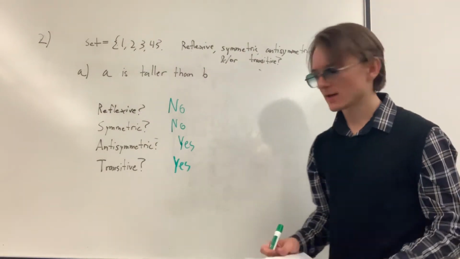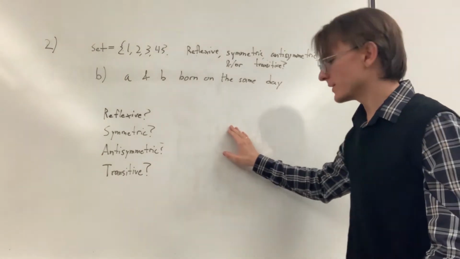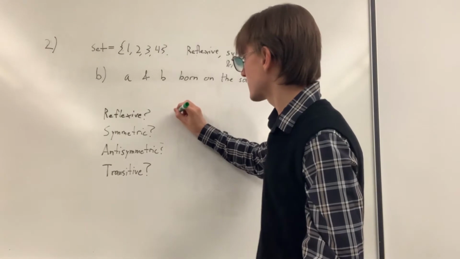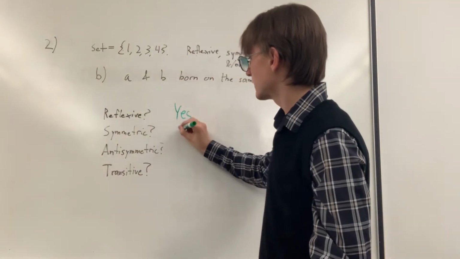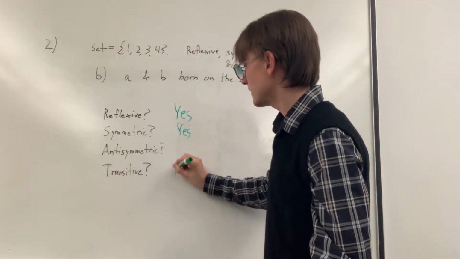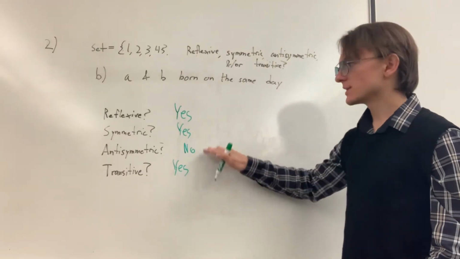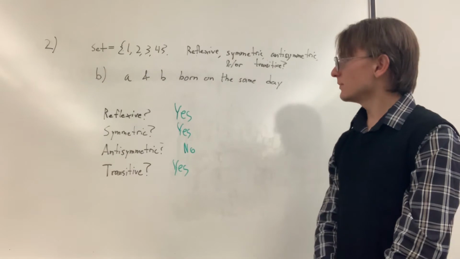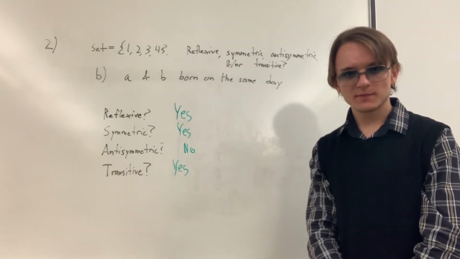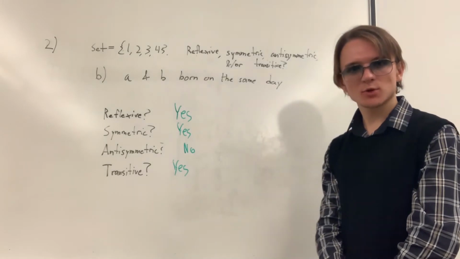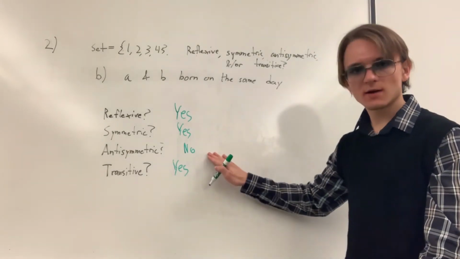And transitivity, yes. Because if A is taller than B and B is taller than C, then certainly A is taller than C, right? Okay, A and B are born on the same day. It makes sense to say that A and A are born on the same day. So yes, it's reflexive. It is symmetric. It is transitive. It's not anti-symmetric for the same reason it is symmetric. A and B can both be born on the same day, and you can flip it to say that B and A were also born on the same day, which would hold true as well. So it is not anti-symmetric.